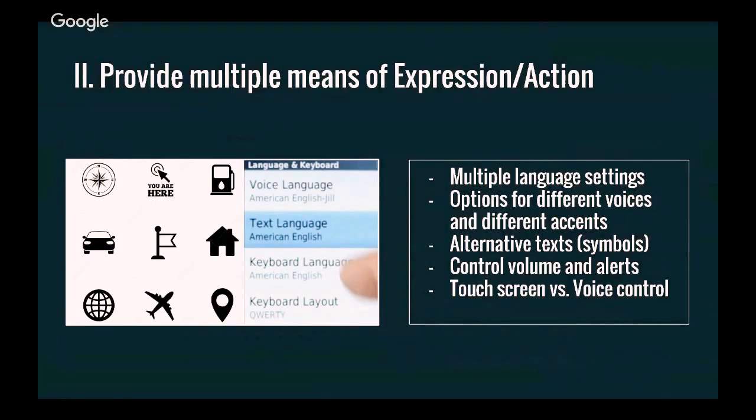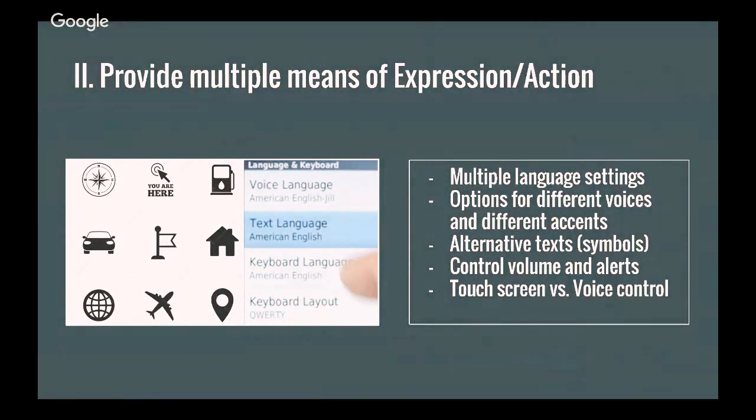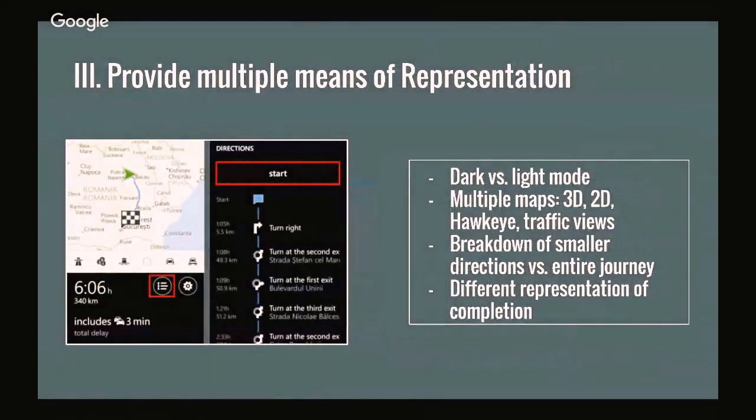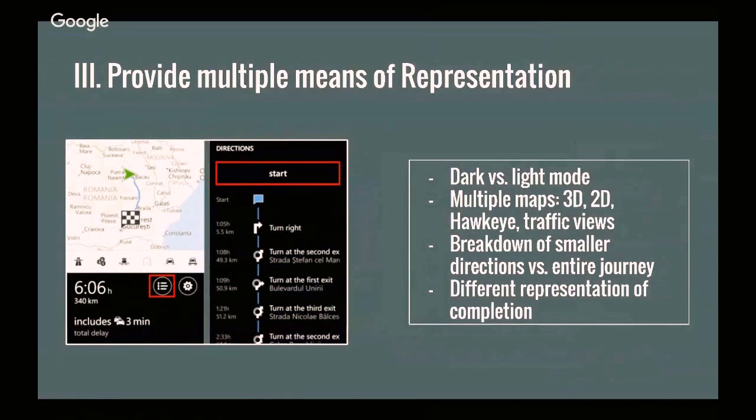I'm sure you can come up with many other ways that a GPS provides multiple means of expression. The third and final UDL principle is providing multiple means of representation. A GPS allows you to choose how you want to view things. So you can have a first-person driver view or a bird-eye view of the map. You can even use a 3D view where buildings have shape.